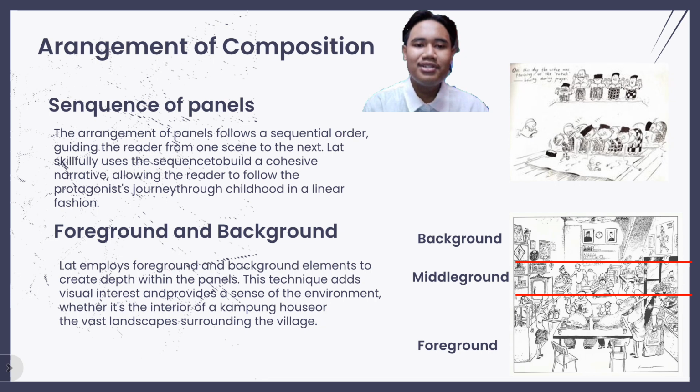Starting with the sequence of panels, the arrangement of panels follows a sequential order, guiding the reader from one scene to the next. Lat carefully uses the sequence to build a cohesive narrative, allowing the reader to follow the protagonist's journey through childhood in a linear fashion.